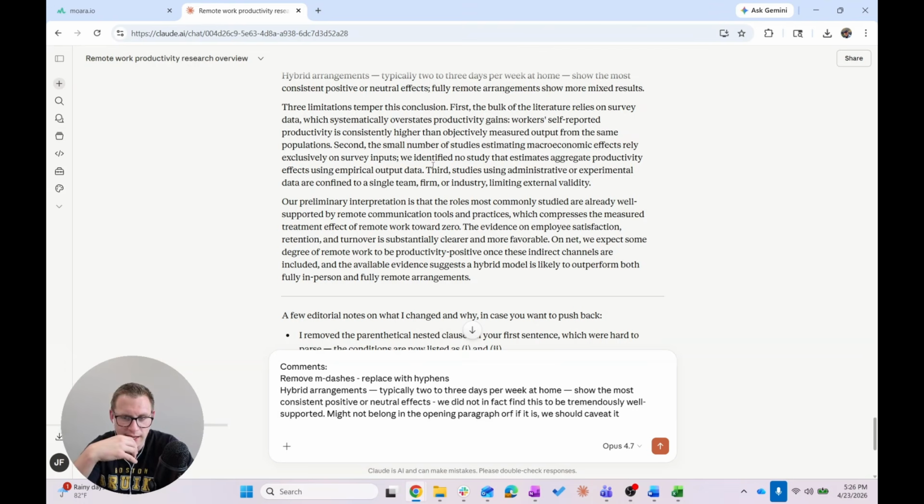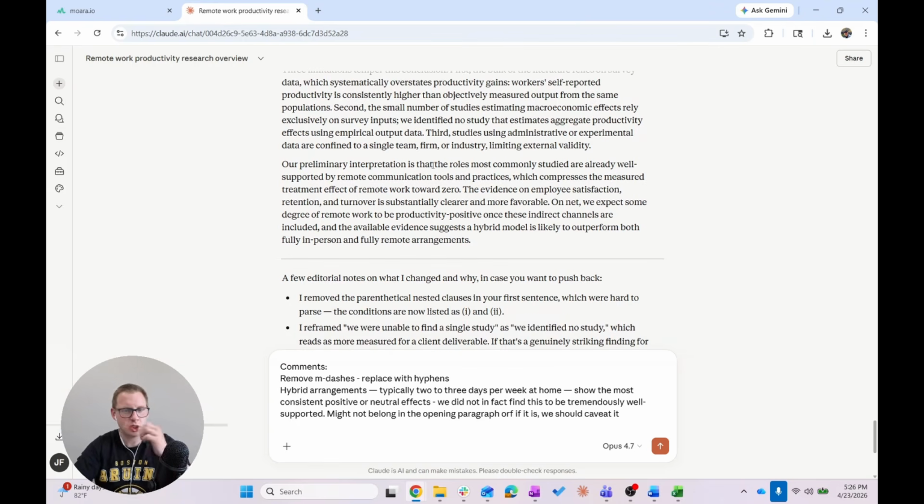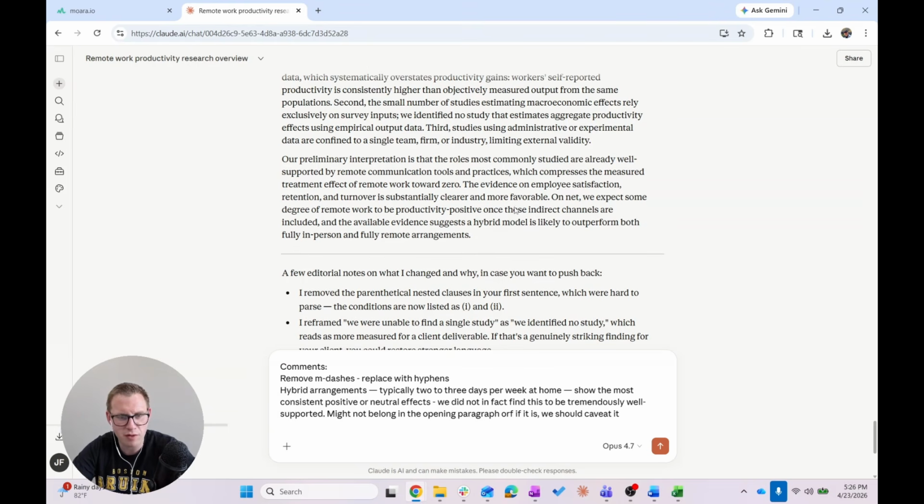We identified no study that estimates aggregate productivity effects using, yep. Third, studies using administrative or experimental data are confined to a single team. Good. Our preliminary interpretation is that the roles most commonly studied are already well supported by remote communication tools and practices. It compresses the measured treatment effect of remote work towards zero. The evidence on employee satisfaction, retention, and turnover is substantially clearer and more favorable. On net, we expect some degree of remote work to be productivity positive once these indirect channels are included and the available evidence suggests a hybrid model.